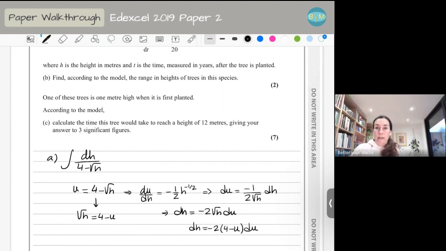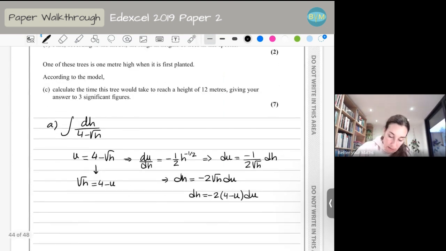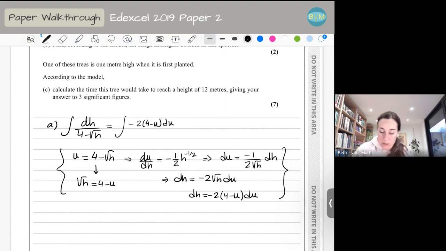And now I'm ready to substitute everything. So I've prepared everything to substitute in my equation. So I have dh is minus 2 (4 minus u), times (4 minus u), du. That's the dh. I'm just substituting the dh, and my denominator is just u.